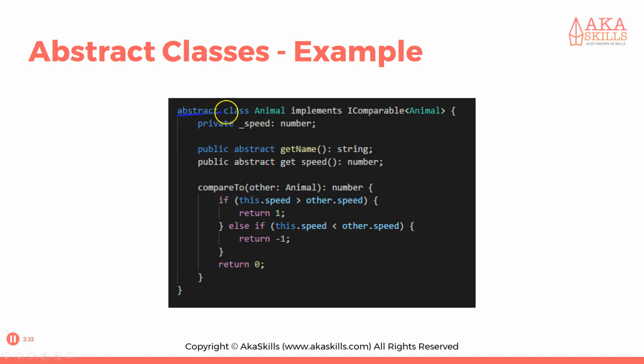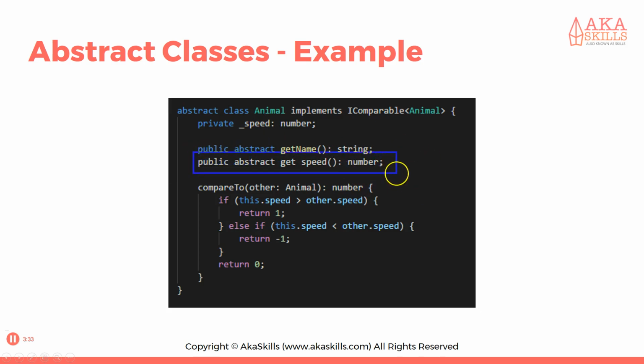So, an example of abstract classes. I'm defining abstract class Animal, and this will implement IComparable from Animal. Here I'm having a private field speed, which is a number, and then I'm defining two abstract methods. So I'm saying public abstract. The first one is the method getName, which is returning string, and the second one is the getter for speed. So that's the get property for number.